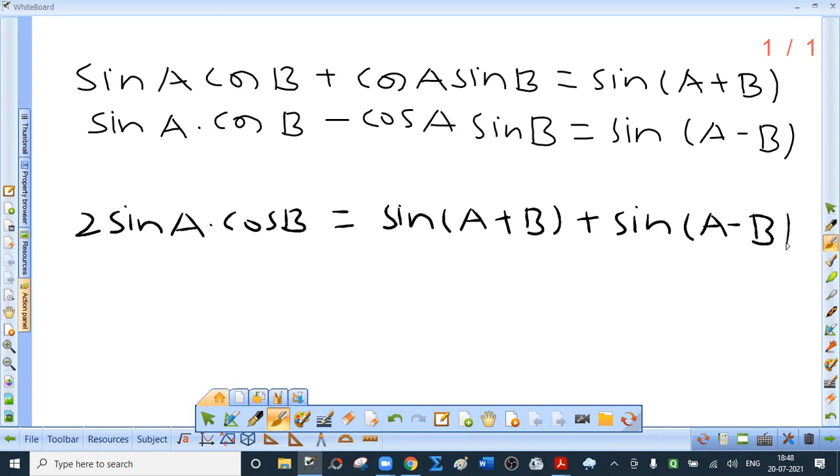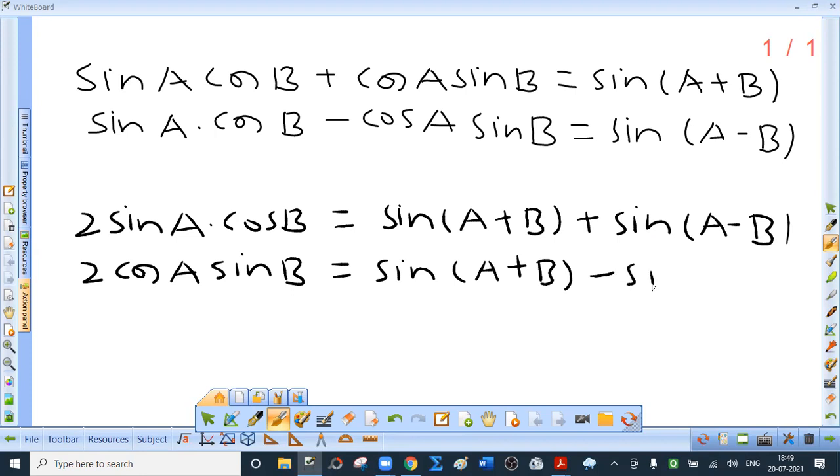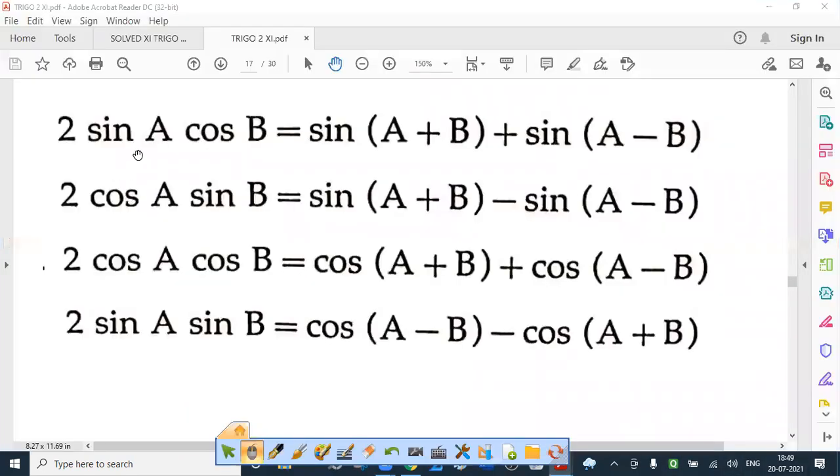Right? Now subtract second from the first. So that gives me 2 cos A sin B. What will be 2 cos A sin B? It is sine of A plus B minus sine of A minus B. See, these are the first two formulae. 2 sin A cos B, sine of A plus B plus sine of A minus B. 2 cos A sin B is sine of A plus B minus sine of A minus B.